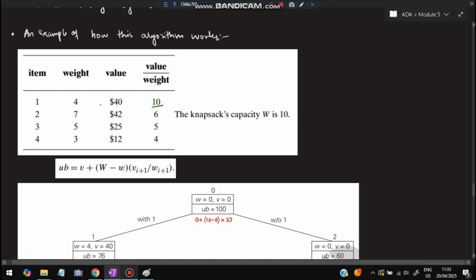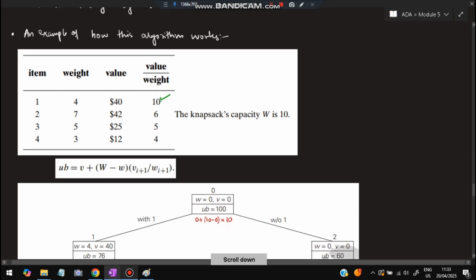For 4 kg I'm getting 40, so for 1 kg I'm getting 10. For 7 kg I'm getting 42, so for 1 kg I'm getting 6 in item 2. For the third item, for 1 kg I'm getting 5. For the fourth item, for 1 kg I'm getting 4. Now I have these answers. If I observe carefully, for 1 kg I'm getting 10 for this, 6 for this, 5 for this, 4 for this.